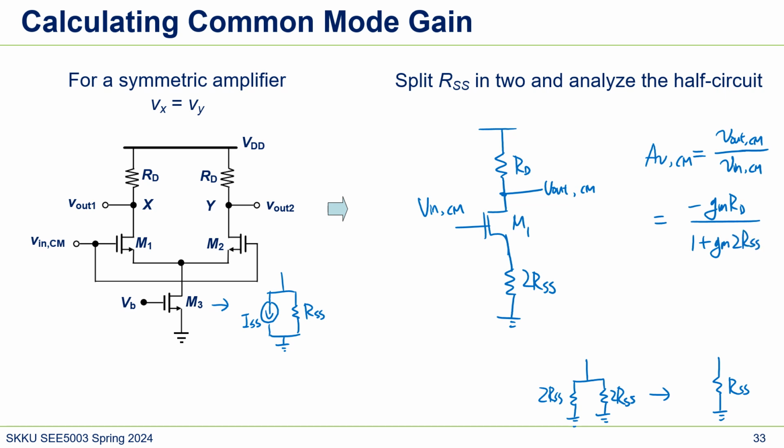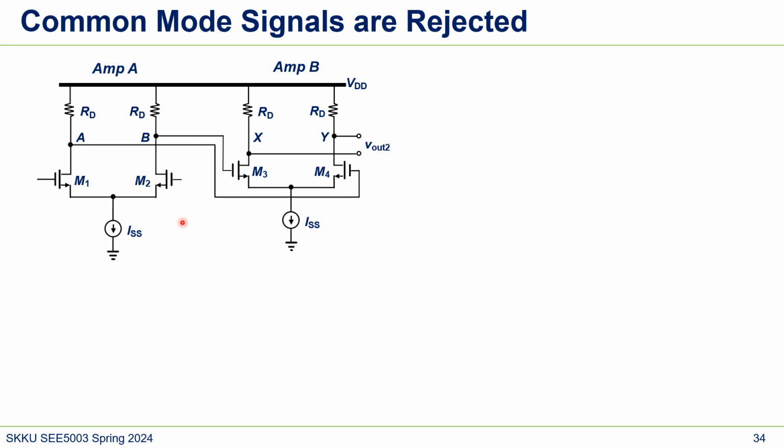So that's why we want to make this RSS large, to make AVCM go to 0, right? That's why we need a large RSS. We can see in this equation that if we increase RSS, then this gain will go to 0. And here's an example of how the common mode gain can be a problem.